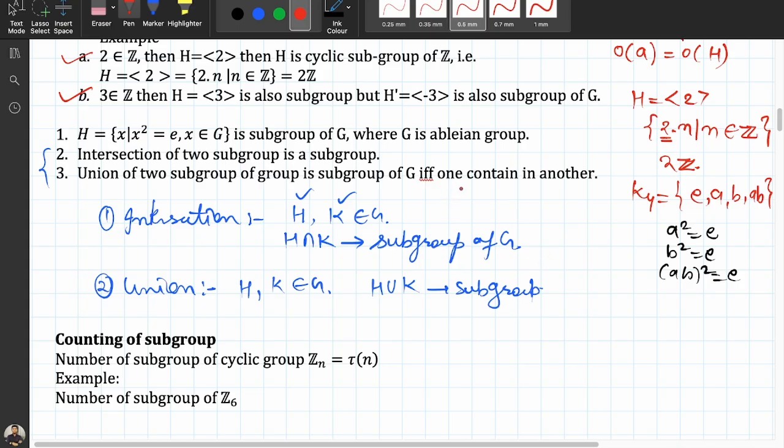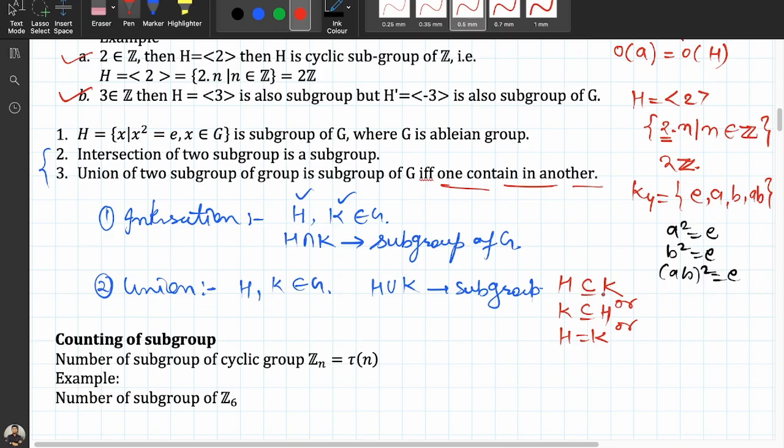What is the meaning of this? One containing the other means that either H is a subset of K, or K is a subset of H, or directly we can say H is equal to K. There are three possibilities, and all are OR conditions, not AND.